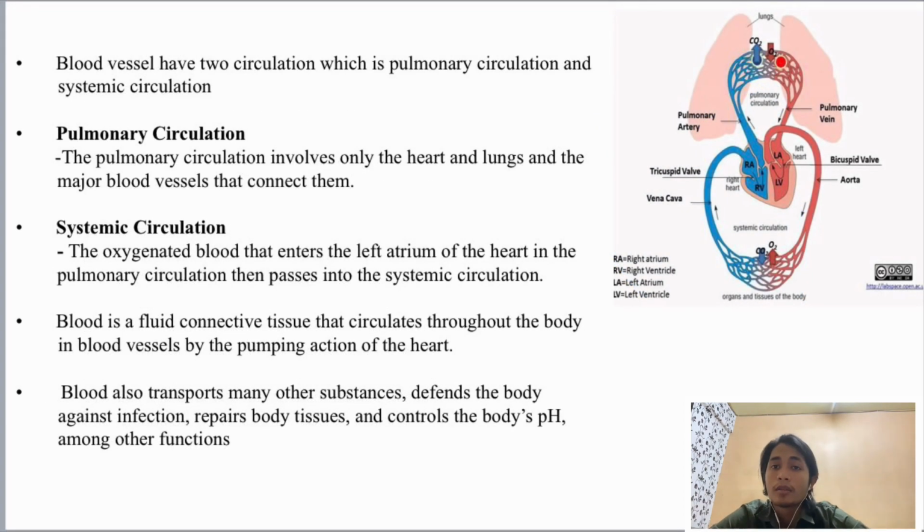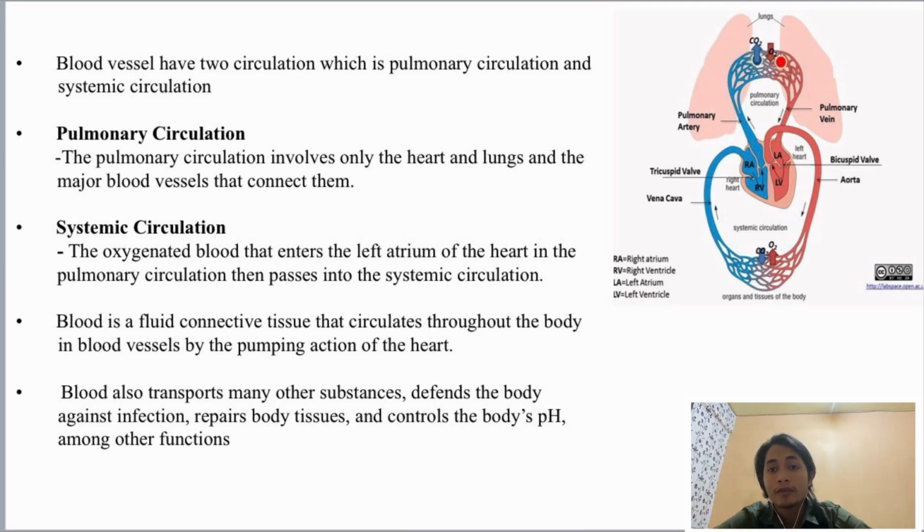Next, the vessels have two circulations, which are the pulmonary circulation and the systemic circulation. The pulmonary circulation involves only the heart and lungs and the major blood vessels that connect them. In the systemic circulation, the oxygenated blood will enter the left atrium of the heart, then passes into the systemic circulation. My friend will explain this in another slide.